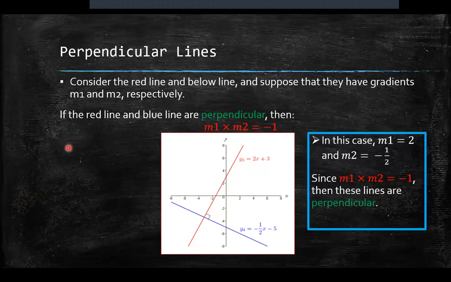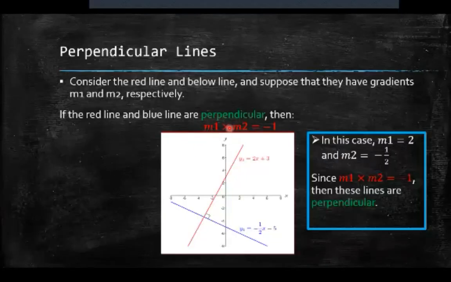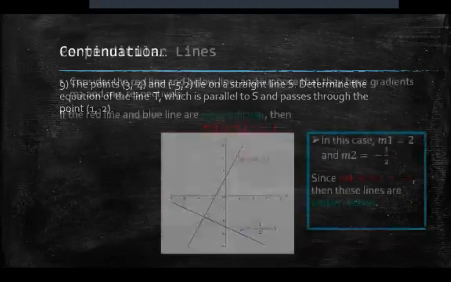Before we start this though, can anybody who was here last class tell me, when two lines are parallel, M1 and M2, how are they related? They're equal. Good job. That's all I needed you to answer.